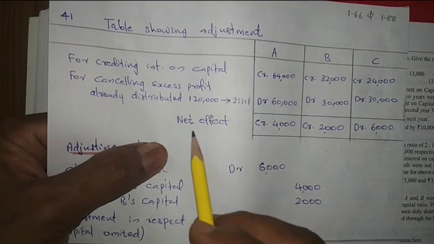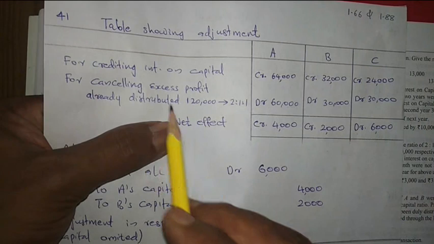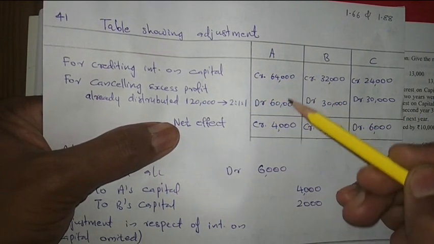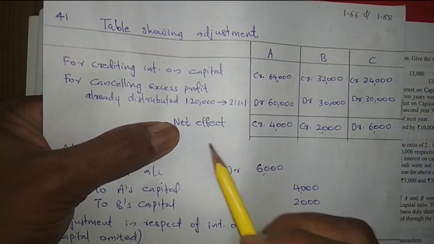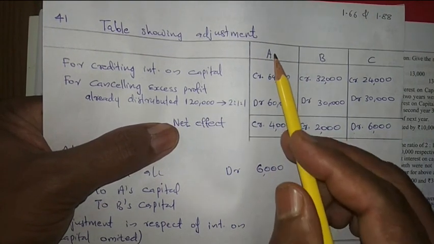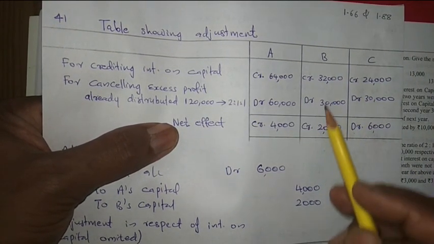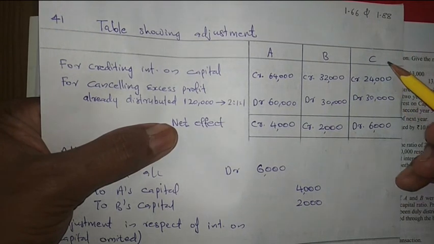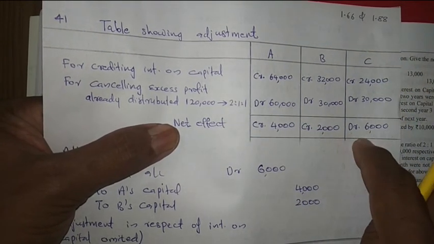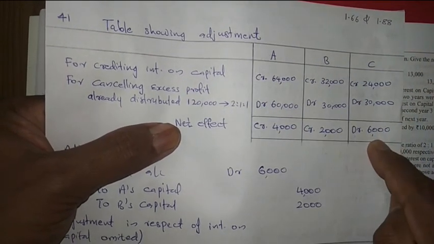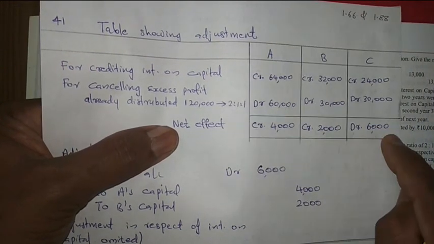And this is known as a net effect. The net effect of those two statements will be that we have to credit A's capital, credit B's capital, and debit C's capital. From this net effect we have to make a journal entry.